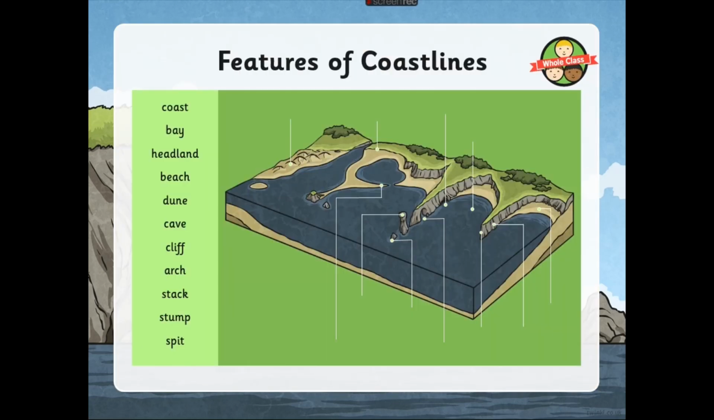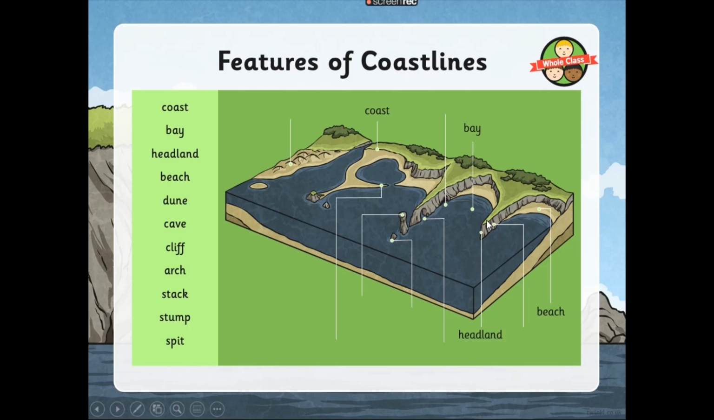Now, just as a quick recap, can you remember the different features of the coastlines? So we've got the coast, the edge of the land. We have the bay, headlands. Remember, where the waves from the sea erode away at the softer rock, giving us bays, the harder rock that takes longer to erode leaves us with these headlands.